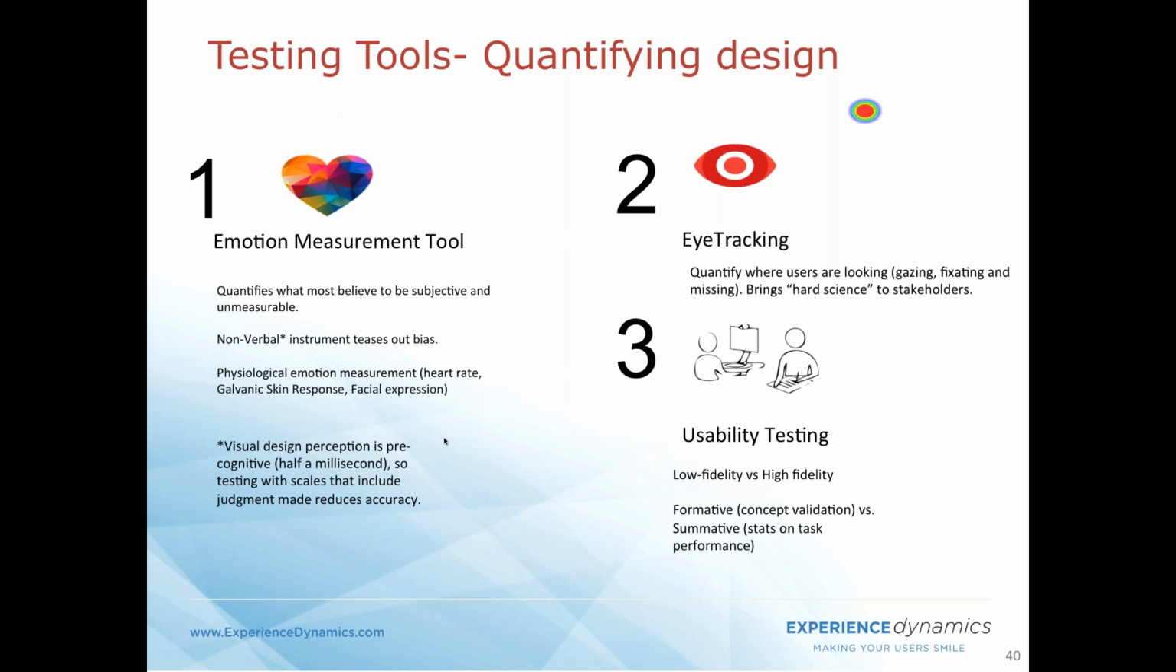And so the research has found that if you measure non-verbally, don't ask people what they think, have them use a non-verbal scale, if you will. And that's what we use. Now, eye tracking is also good, bringing hard science. You can see gaze plots. You can see where people are fixating, and you get the classic heat map and actually bring some quantification.